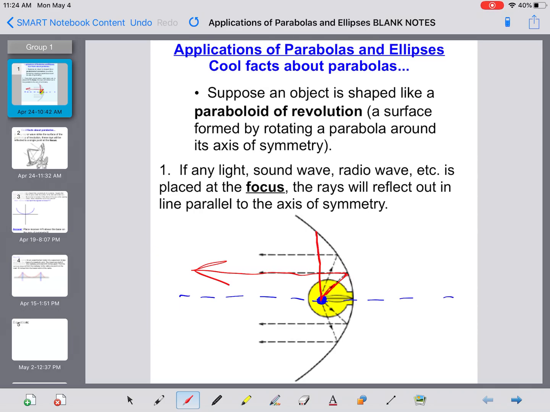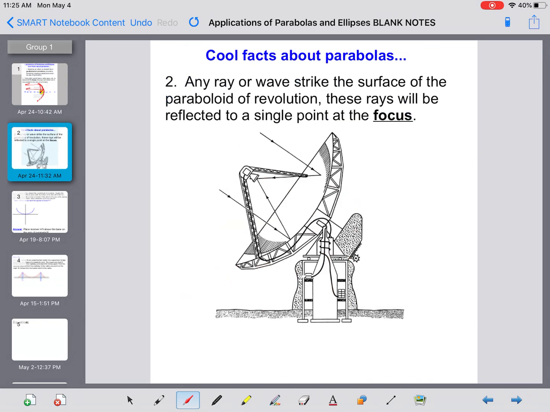So any light, there's millions of them, right? Any ray that goes like that, even if it hits there, it will reflect out parallel to the axis of symmetry. So that's one of the reasons why a flashlight that has a little tiny light in it creates such a big light. They put a reflective material back here, and the light is multiplied, right? Every ray that comes out of there reflects back away from the flashlight parallel to the axis of symmetry. Now, it works the other way too.